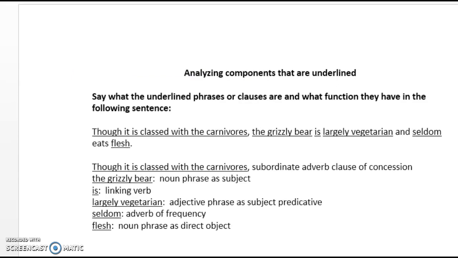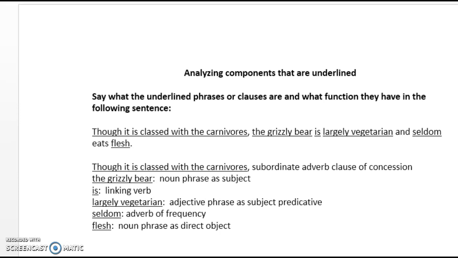Okay, that is all of that kind of analysis that you have to do. And then you will find analyzing components that are underlined. And here you have to say what the underlined phrases or clauses are and what function they have in the following sentence. And here you have your sentence. Though it is classed with the carnivores, the grizzly bear is largely vegetarian and seldom eats flesh.